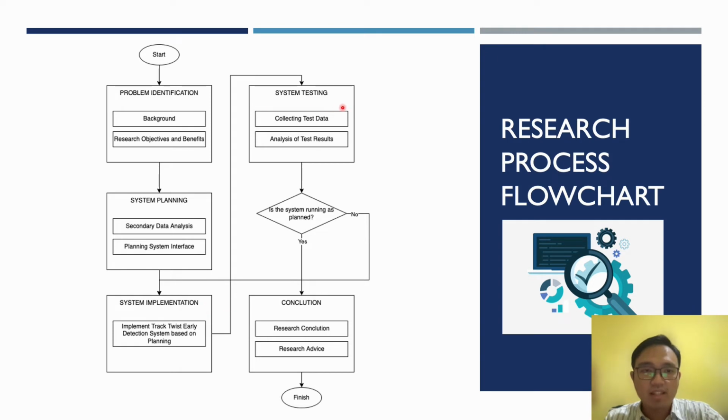And then system tests: first collecting test data, and then analysis of test results. And the next, we evaluate: is the system running as planned? If yes, go to conclusion, about research conclusion and research advice. If no, go back to system implementation again and then fix the problem with the error, so the system can work as planned.